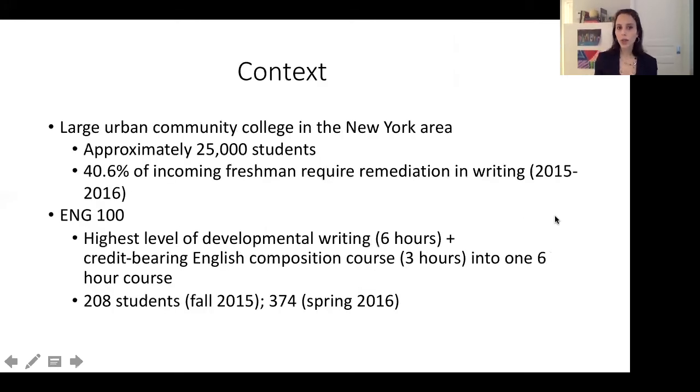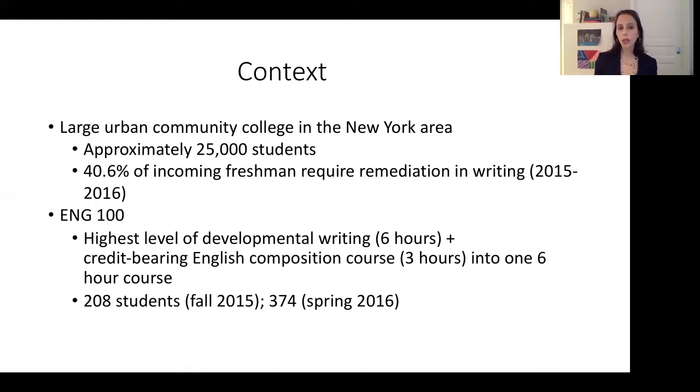So the context for the study, it's a large urban community college in the New York area. There's approximately 25,000 students. The study was conducted in 2015, 2016, so pre-COVID. At that time, in that academic year, approximately 40% of incoming freshmen required remediation in writing. So in response to this large number of students who required remediation, there was the development of a new course, and we'll call it English 100.